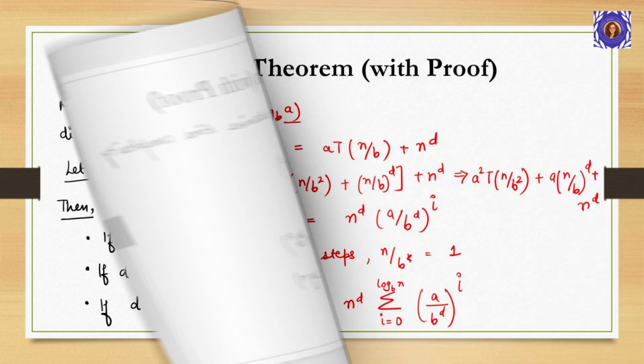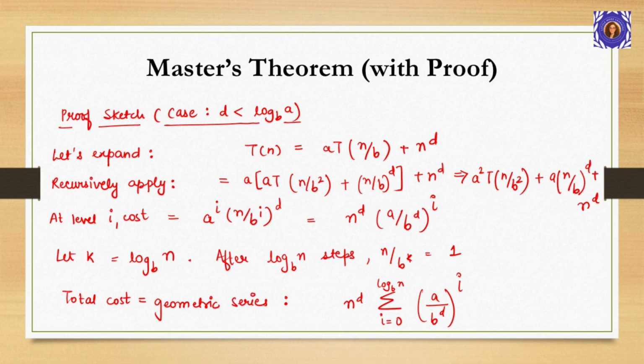Let me sketch the proof for case 1, where d is less than log base b of a. Starting with T of n equals a times T of n divided by b plus n to the power d. Expanding recursively, T of n equals a times T of n divided by b squared plus n divided by b to the power d, plus n to the power d. This equals a squared times T of n divided by b squared plus a times n divided by b to the power d plus n to the power d.